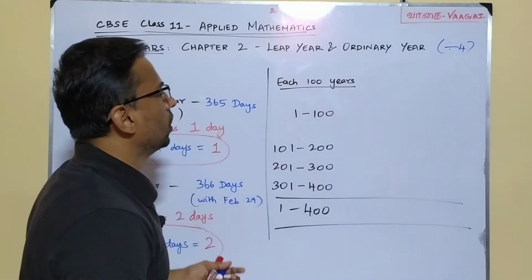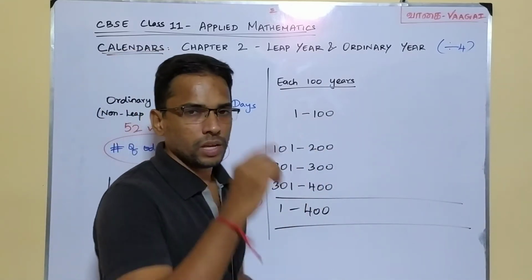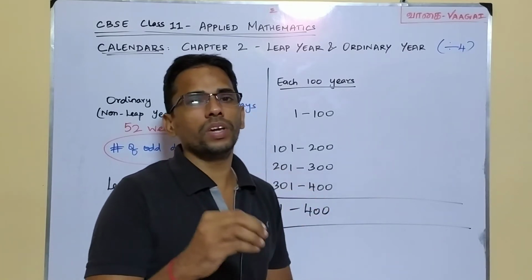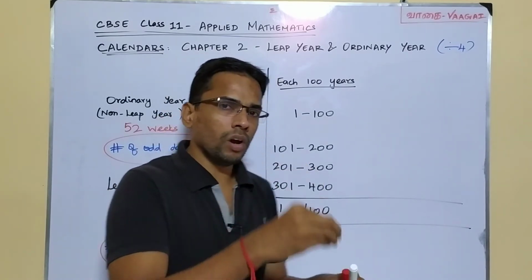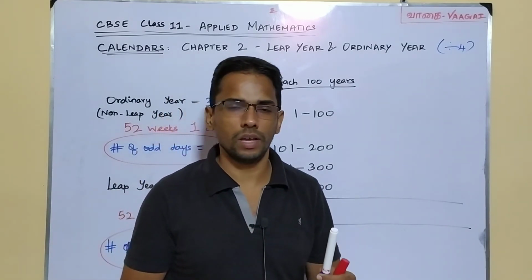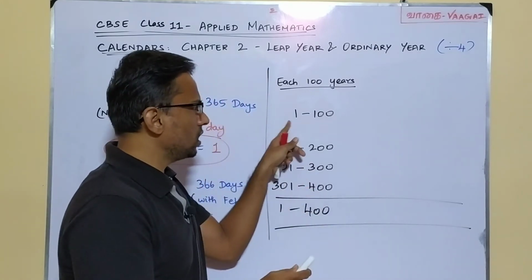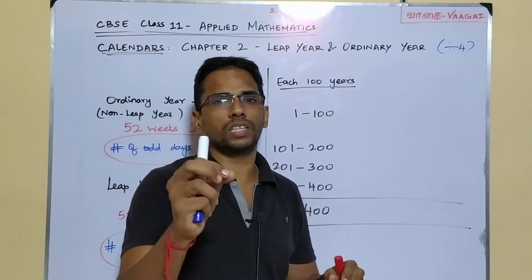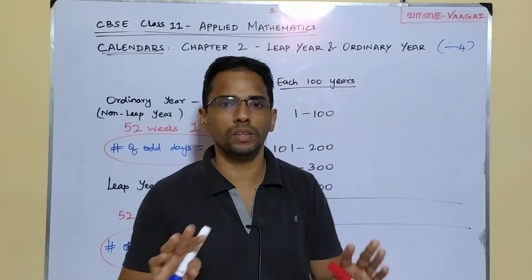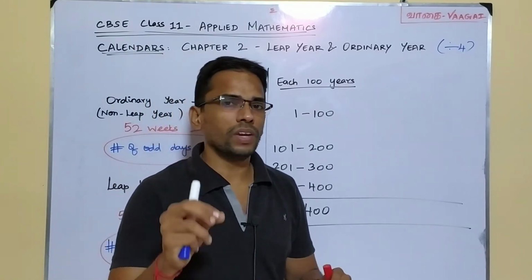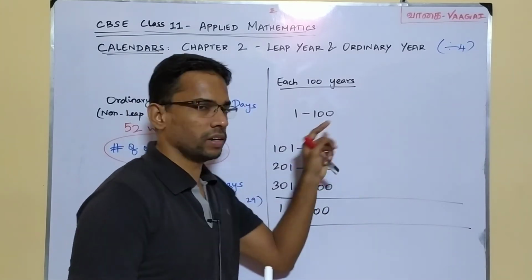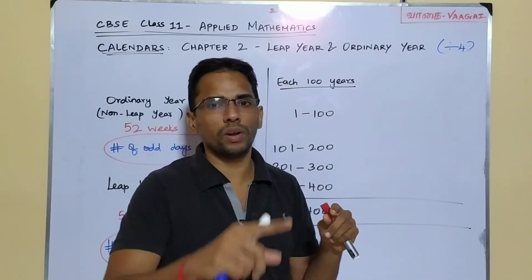Let's take the first 100 years, year 1 to year 100. The first basic thing we have to do is see how many of these 100 years are leap years and how many are ordinary years. The calculation is very simple: we have 100 years, just divide 100 by 4. You can easily tell the answer is 25. So we can guess that there will be 25 leap years, because for every 4 years we get a leap year.